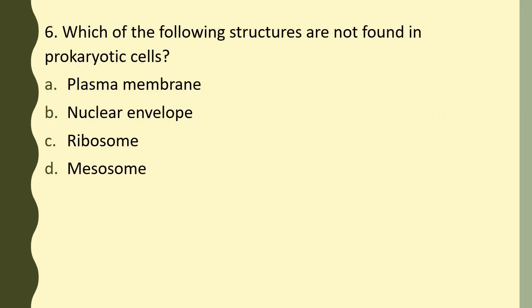Question number 6. Which of the following structures are not found in prokaryotic cell? Plasma membrane, nuclear envelope, ribosomes, mesosomes. Which of the following organelles are not found in prokaryotic cell? Correct answer is option B, that is nuclear envelope.